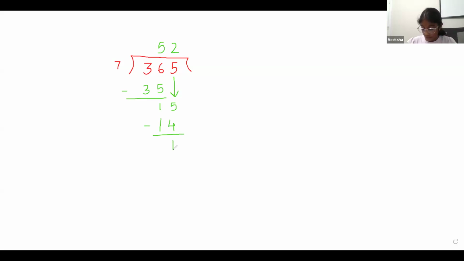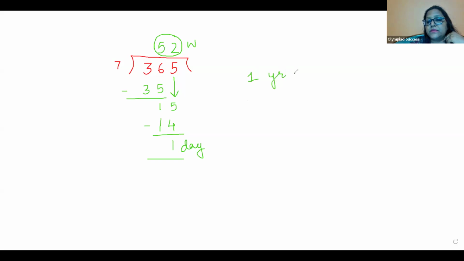is 1. So here, the quotient that we got, 52, is actually the weeks. So this is 52 weeks plus this 1 is your remainder, which is your day. So 1 year is equal to 52 weeks plus 1 day. This we are talking about the ordinary year.